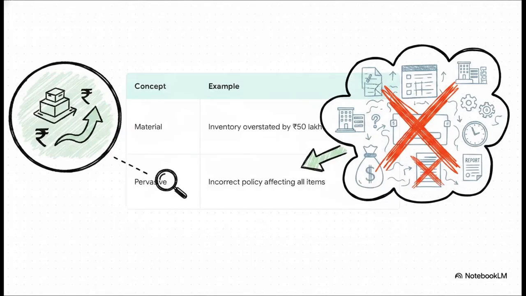It's actually really fascinating to compare a localized error against a fundamental systemic failure. Think about an inventory overstatement of 50 lakh rupees. That is definitely material. It matters for sure. But it's isolated to inventory. So material, but not pervasive. Now imagine management uses a completely incorrect accounting framework that messes up the valuation of almost every single asset and liability. Well, the whole shebang is compromised. That right there is both material and pervasive.